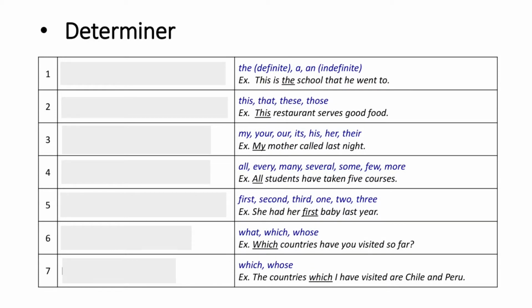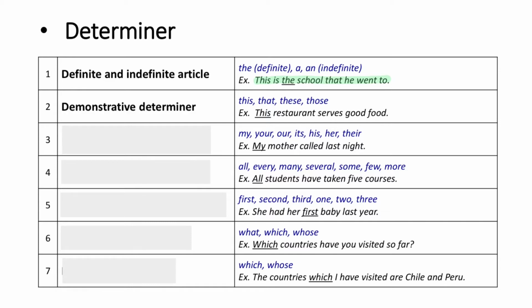So let's start with determiners. Determiners are categorized into 7 categories. Number 1, definite and indefinite determiners. For example, the in the sentence, this is the school that he went to. Number 2, demonstrative determiners. For example, this in the sentence, this restaurant serves good food. Number 3, possessive determiners. For example, my in the sentence, my mother called last night. Number 4, quantitative determiners. For example, all in the sentence, all students have taken 5 courses.